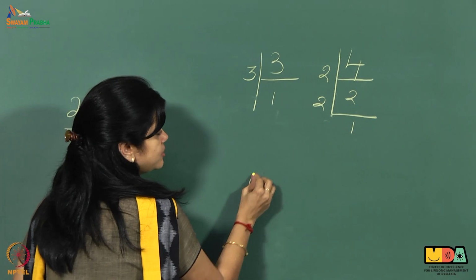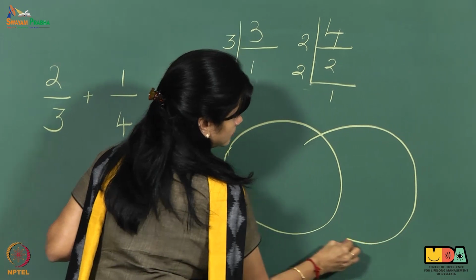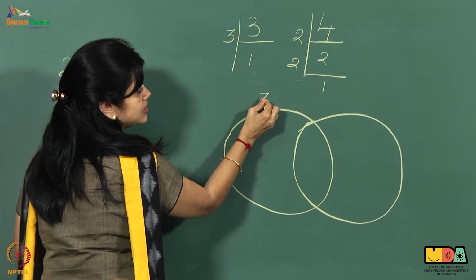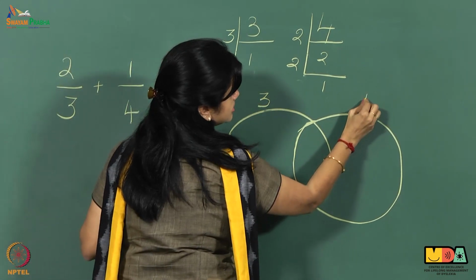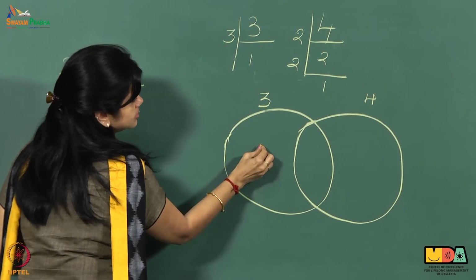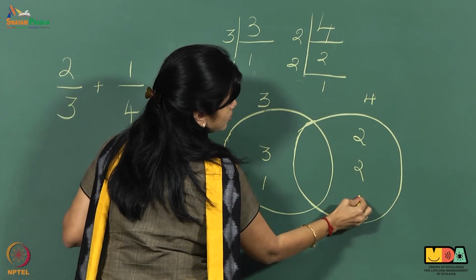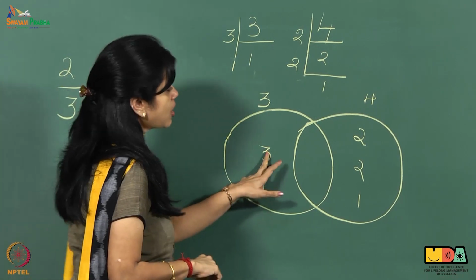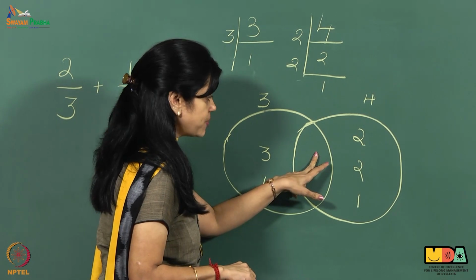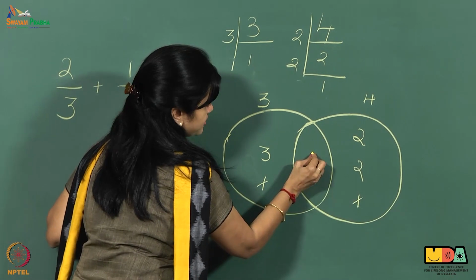The next step would be to draw Venn diagram. And make sure that you write the number on top, 3 over here and 4 here. And under 3, you know 3 has factors 3 and 1, and 4 has factors 2, 2 and 1. Now, what is common between these two? You have to scratch or score off and write it in the common area. If you notice over here, only 1 is common, so the child scores off and writes it here.